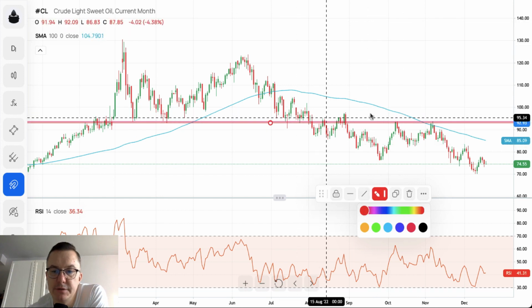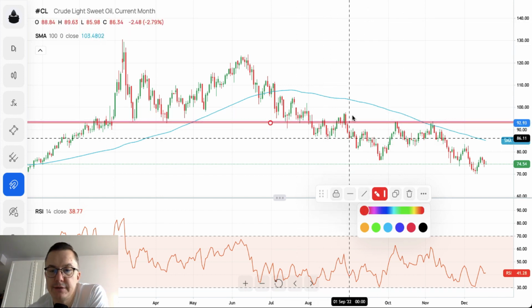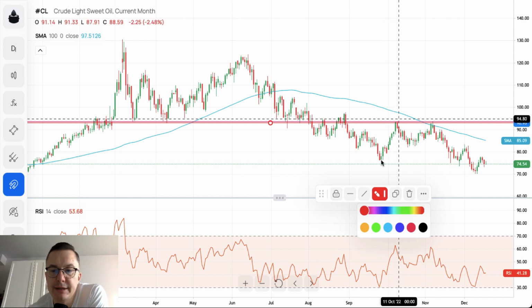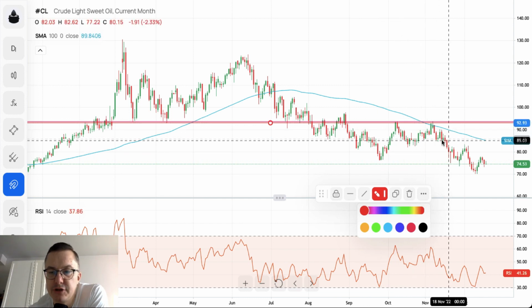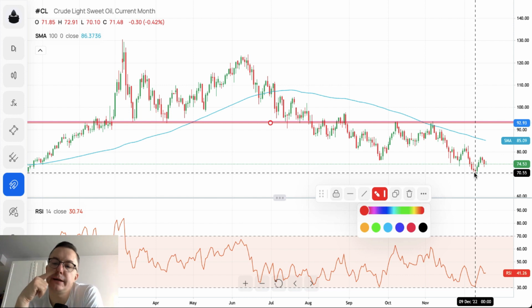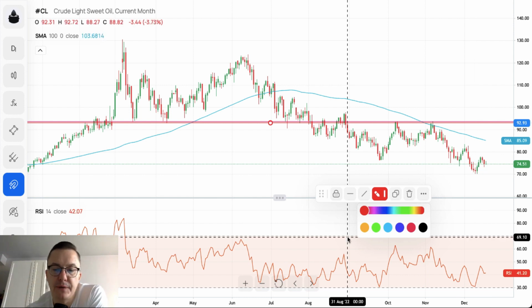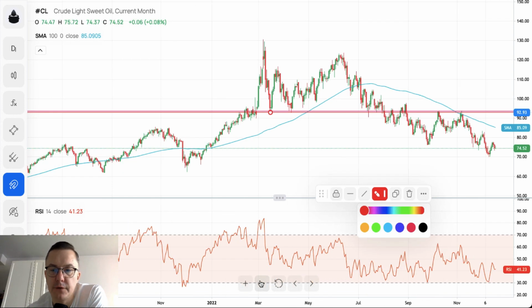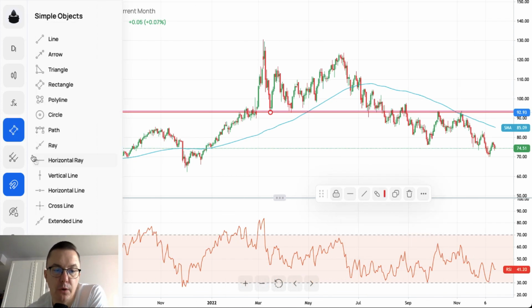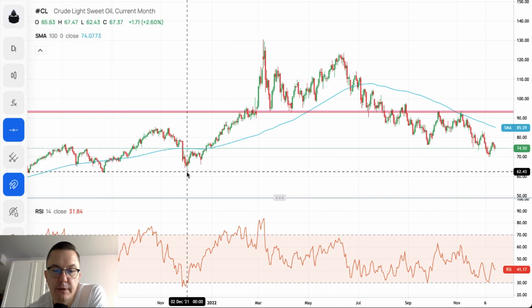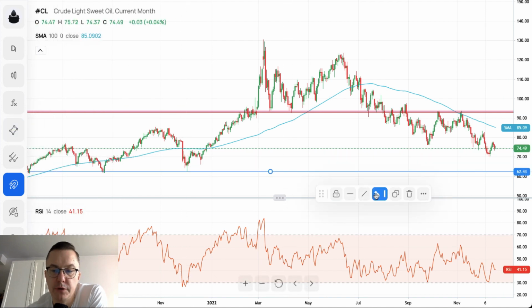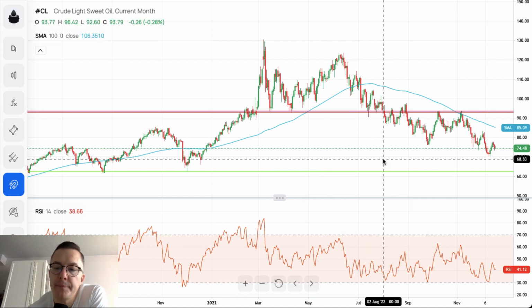Technical resistance, it was violated 3 times. Nonetheless, new lows were made, then rejected, new lows were made. So it's clear that the market participants right now prefer lower prices of oil, and it looks like we are going towards the level of 63.43. This is the next technical support for crude oil.